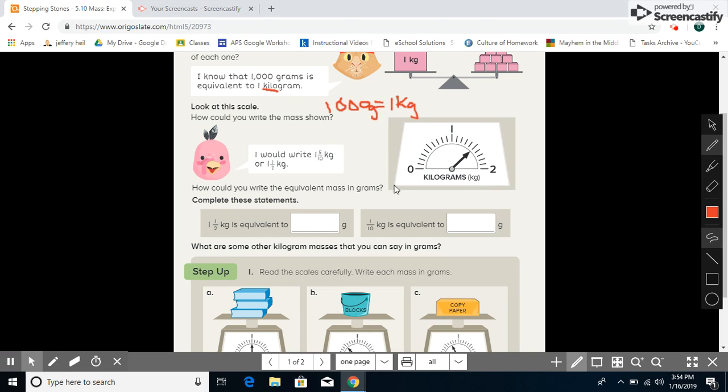We are going to be dealing a lot with these, looking at these scales. Each one of these lines, because there's 10 of them, is 1/10 of a kilogram. So 1/10 of a kilogram, or 1/10 of 1,000, is 100. And if we look over here, we have 1.5 kilograms. 1,000 grams is 1 kilogram, and half of a kilogram would be 500. So 1.5 would be 1,500 grams.